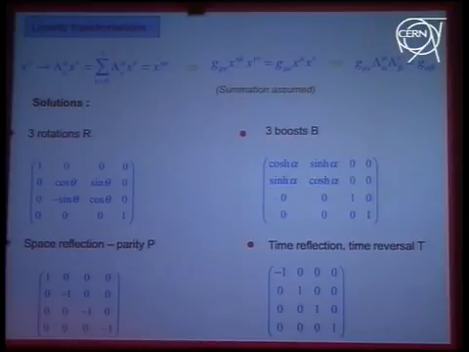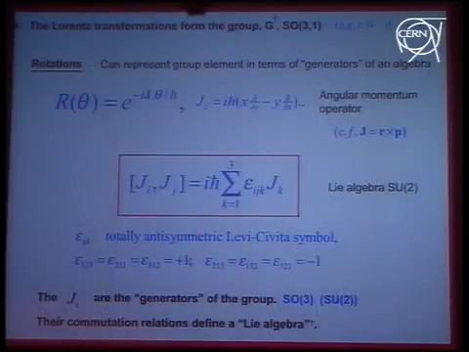symmetry. And there's another one where you reverse the sign of the time component, and that also leaves this invariant. So these are the elements of the Lorentz transformations, and with postulates, the Lorentz transformations leave physics invariant. Now here's the new aspect. The Lorentz transformations form a group.